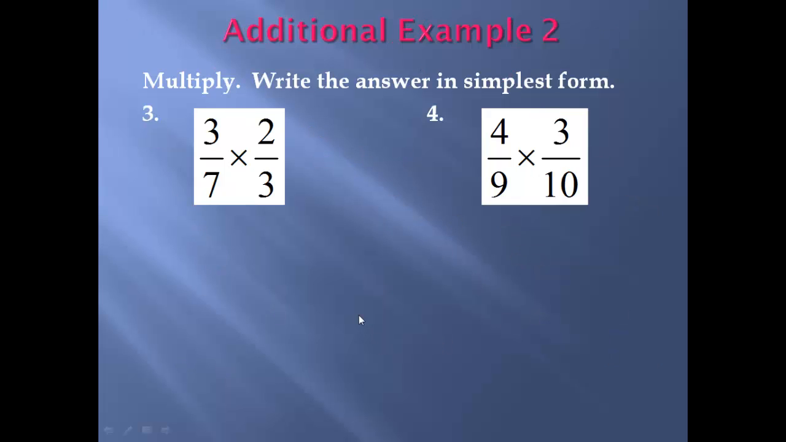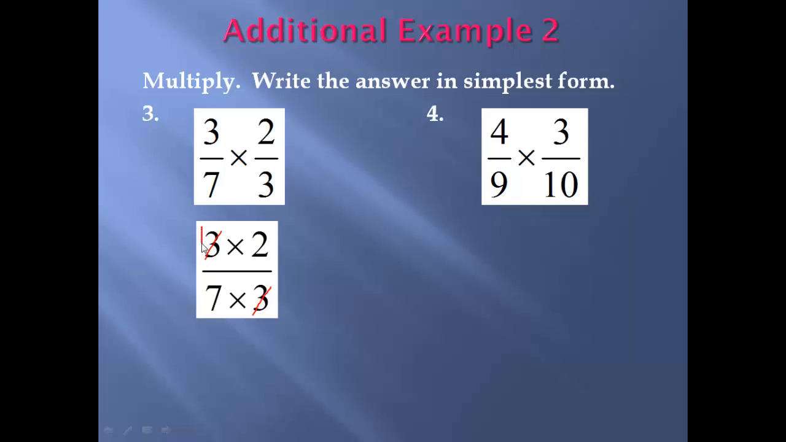Now we have a couple of additional examples. You can pause the video and try them on your own, or you can follow along. We want to multiply, and we're writing our answer in simplest form. For number 3, we have 3/7 times 2/3. First, we're going to multiply 3 times 2, and then we're going to multiply 7 times 3. Before we multiply, we can see if we can simplify, so we're going to look for common factors. You'll notice that in the numerator we have a 3, and in the denominator we have a 3. We can divide both of those by 3.